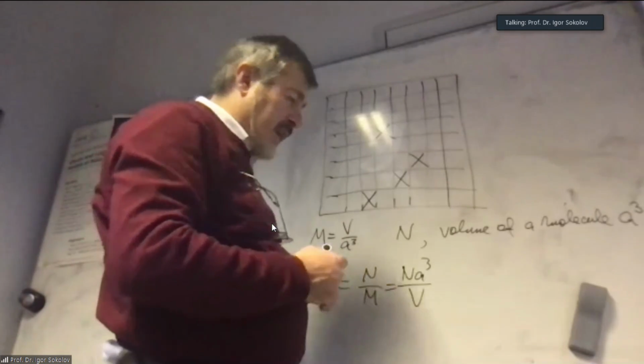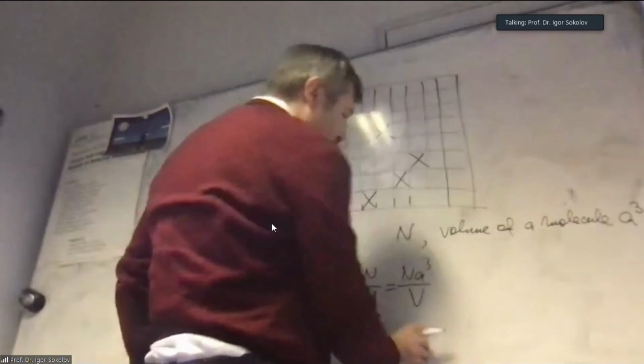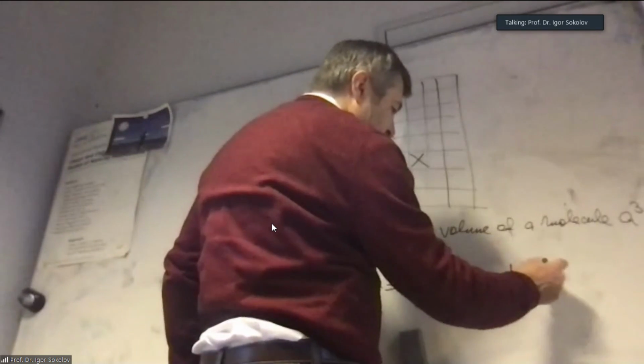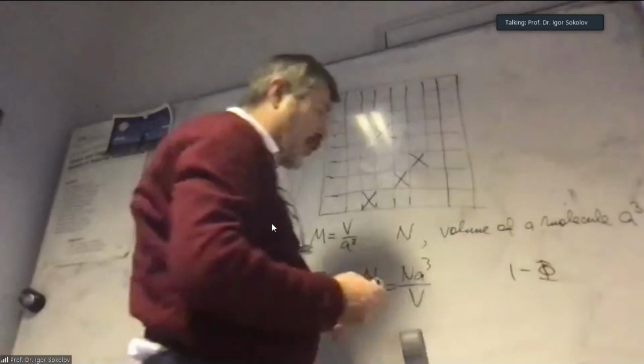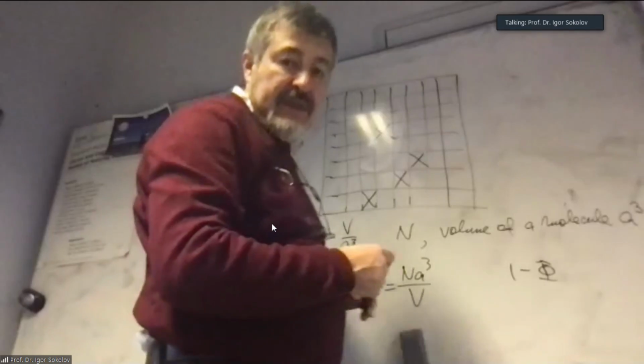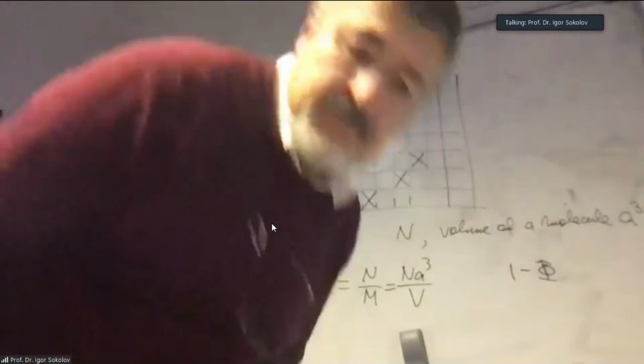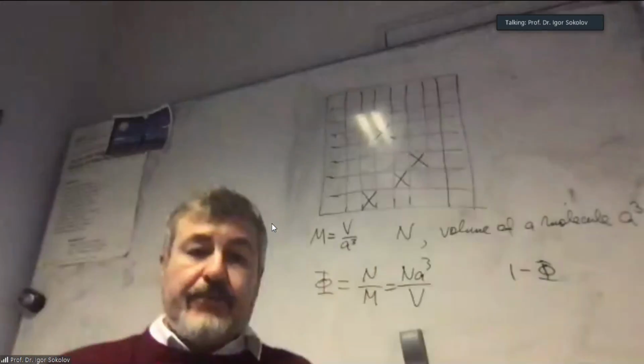This is the volume fraction of the molecule, and the rest is 1 minus phi. So what I propose you to do now is the following. Just think and then we will discuss.